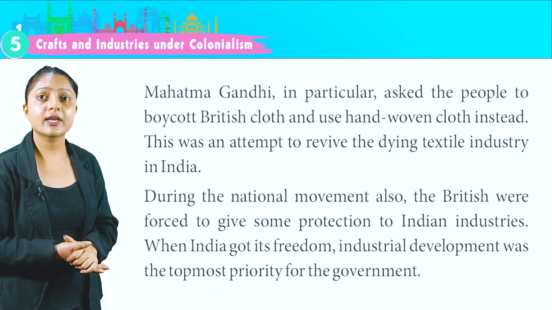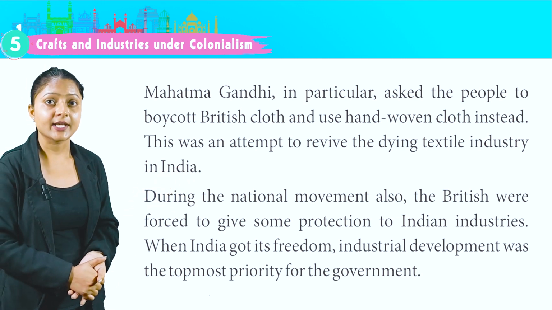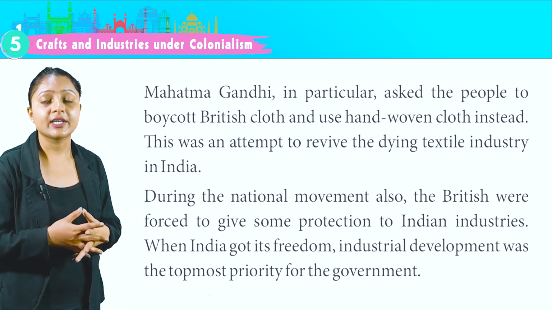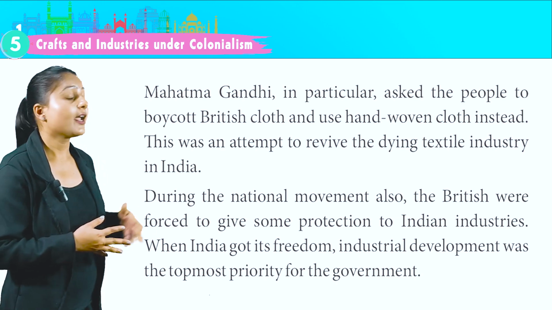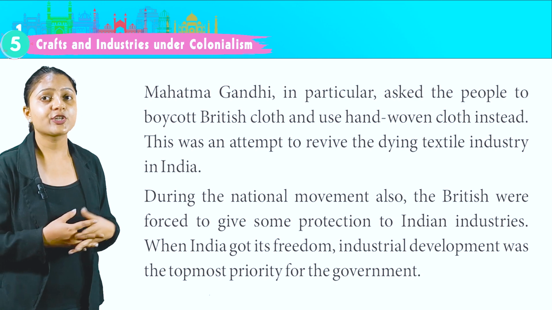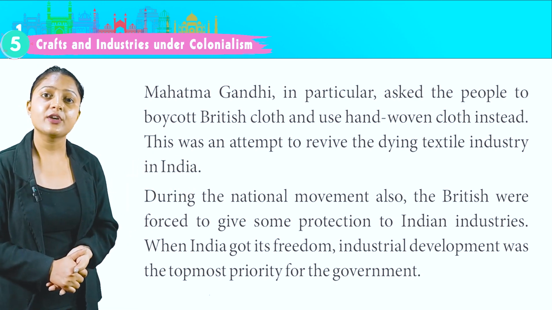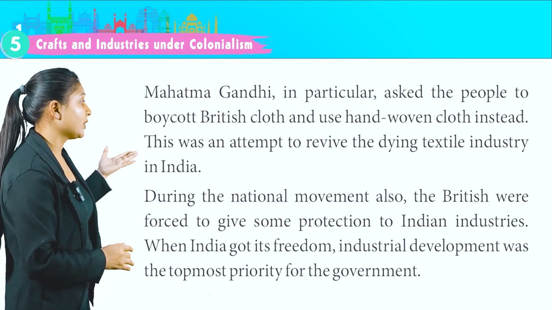Mahatma Gandhi in particular asked the people to boycott British clothes and use hand-woven cloth instead. This was an attempt to revive the dying textile industry in India. During the national movement also, the British were forced to give some protection to Indian industries. When India got its freedom, industrial development was the topmost priority for the government.